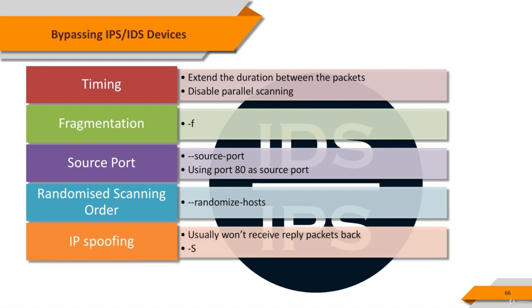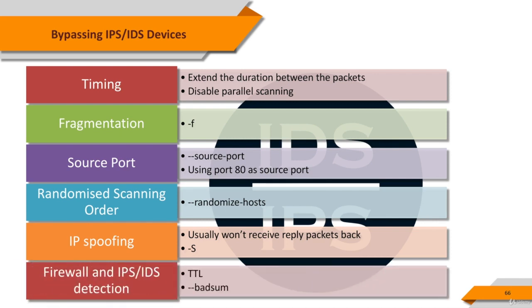You can use the uppercase -S to spoof the scan to make the targets think that someone else is scanning them. Note that you won't usually receive reply packets back. They will be addressed to the IP you are spoofing, so Nmap won't produce useful reports.